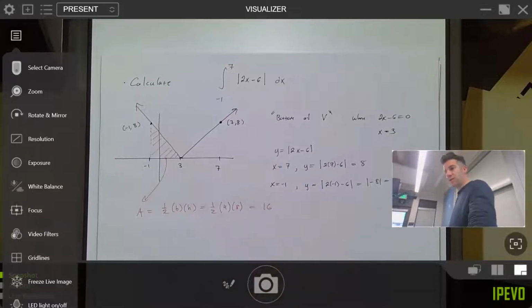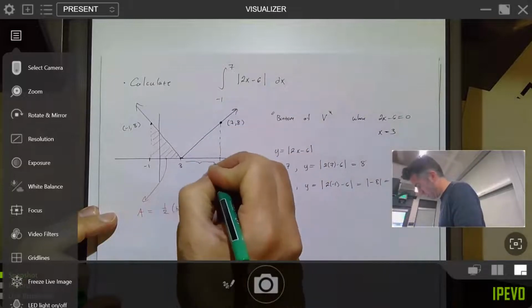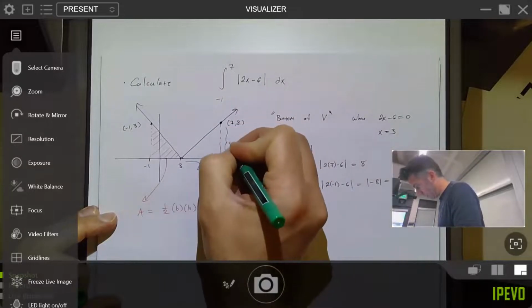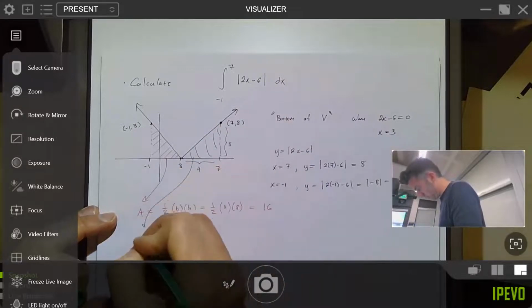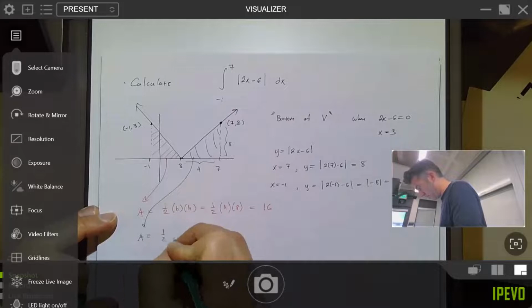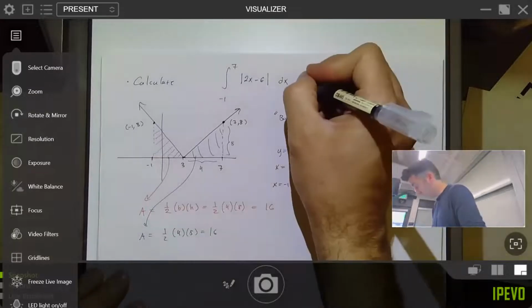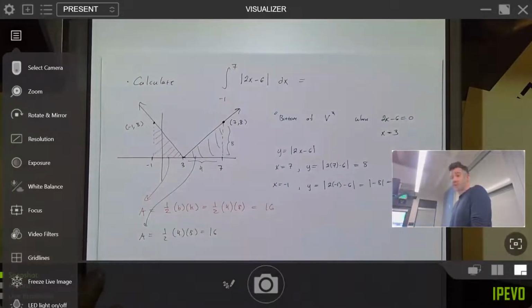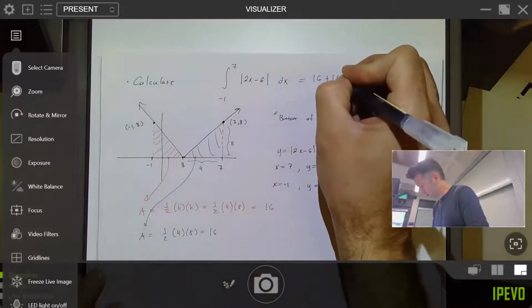And then we can do the same thing for the other triangle, which happens to have the same base and height, right? This base is 4, this height is 8. This triangle has an area also of 1/2 times 4 times 8, which is also 16. So this integral, this area under the curve, is exactly that plus that, which is 32.